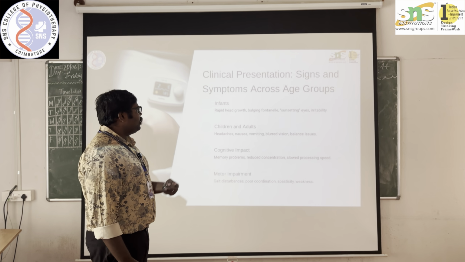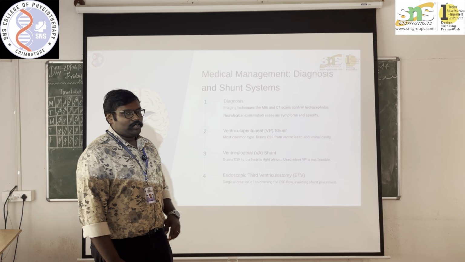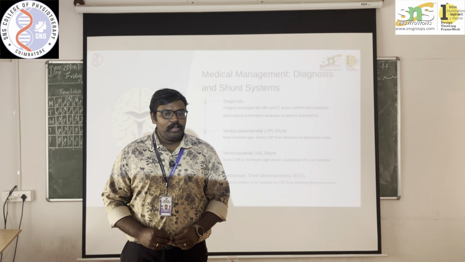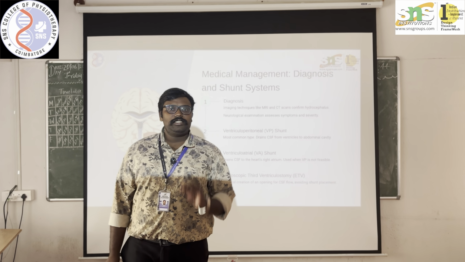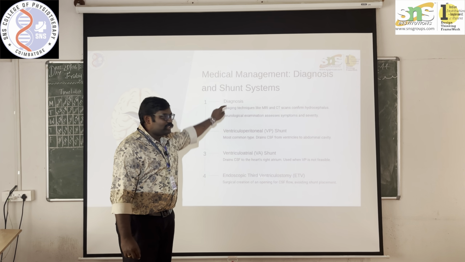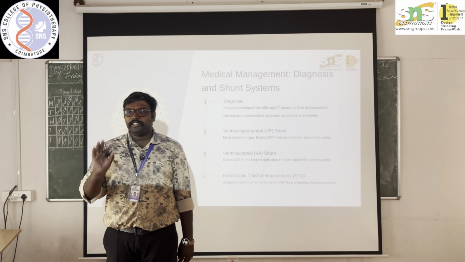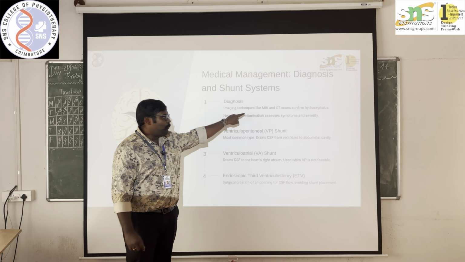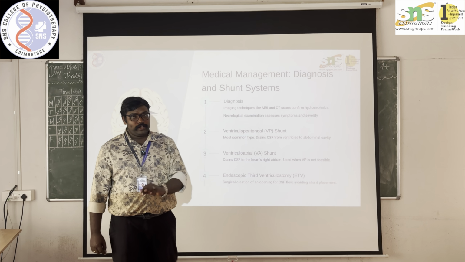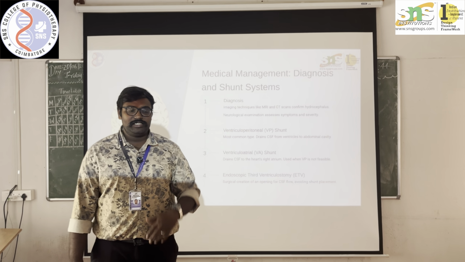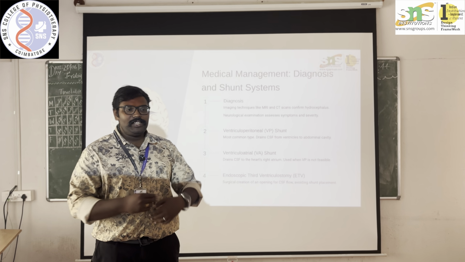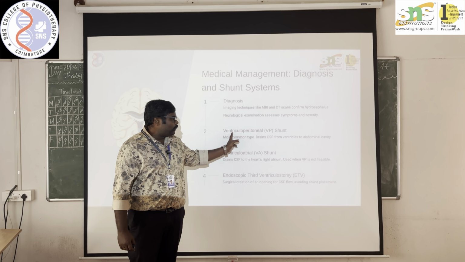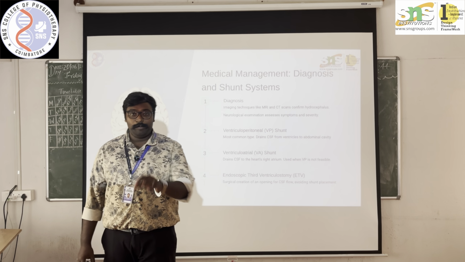Now going for the next slide, that is medical management. As we are going to treat this patient, how are we able to treat? So this is medical management. First is diagnosis, how to identify that this is hydrocephalus. First is MRI, that is the most important finding for the diagnosis, and also CT scans. Now there is the ventriculoperitoneal shunt, that is VP shunt.